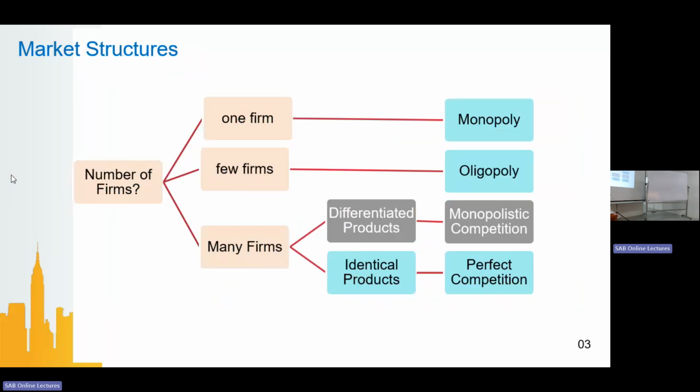In monopolistic competition, basically, the products are differentiated. In perfect competition, products are identical. So that is the main difference between monopolistic competition and perfect competition. In monopolistic competition, products are different from one firm to another. In perfect competition, products are not differentiated. Products are identical, homogeneous.